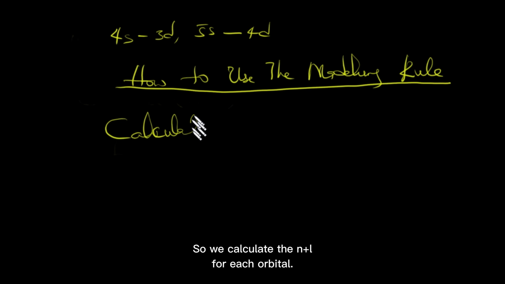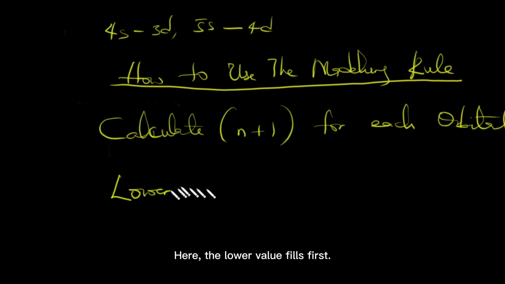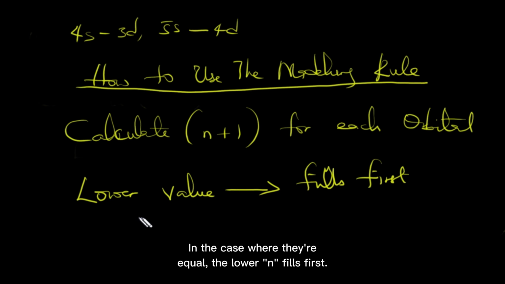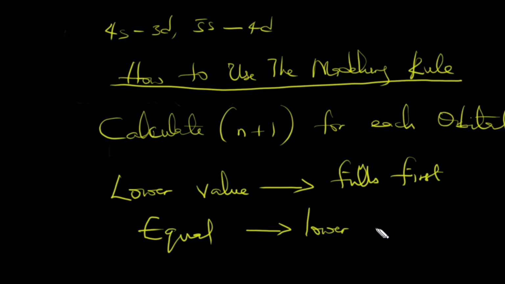So we calculate the n plus l for each orbital. Here the lower value fills first. In the case where they are equal, the lower n fills first. In the case where they are equal, the lower shell will fill first.